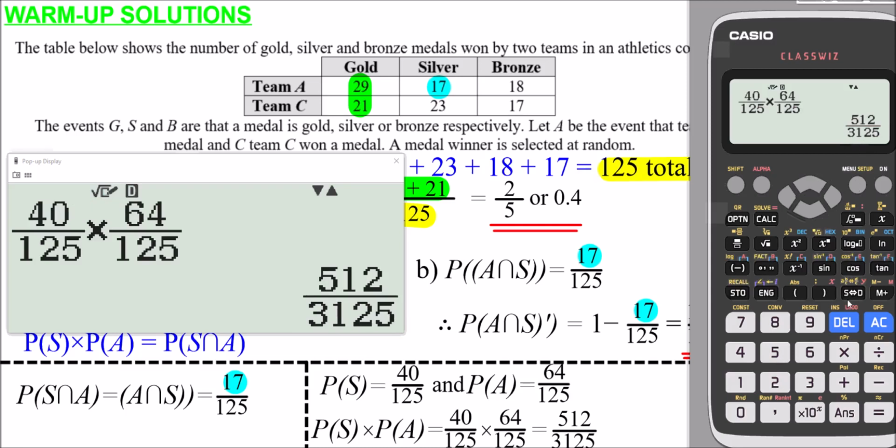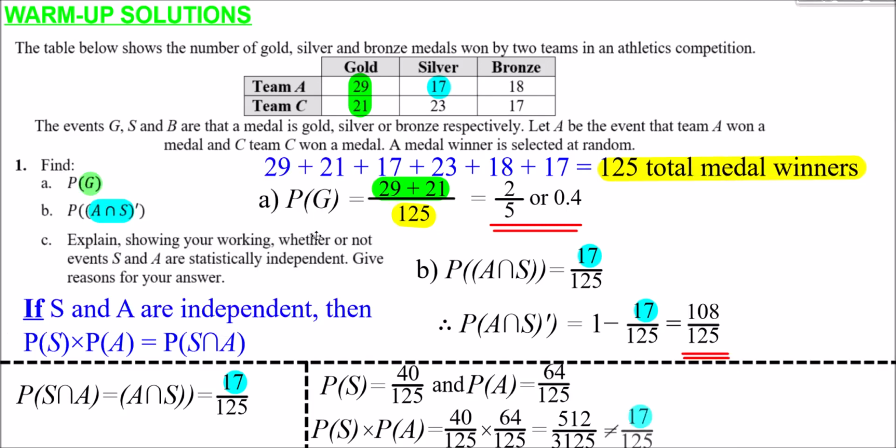0.136 is not the same as 0.1639-ish, 0.1638 rather. So therefore they're not statistically independent, because P(S) times P(A) is not the same as P(S intersecting A). So then we just conclude by saying A and S therefore are not statistically independent.